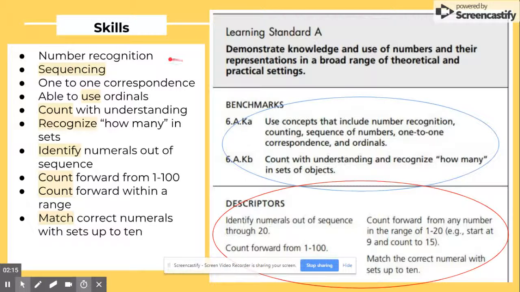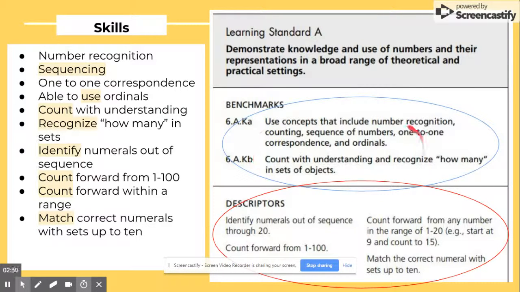So let's see. Here are some of the skills that they describe for this standard. And I have highlighted the verbs. So they need to have number recognition. They need to know how to sequence one-to-one correspondence. They need to be able to use ordinals, so first, second, third, fourth. They need to count with understanding, recognize how many in sets. Another verb, identify numerals out of sequence, count forward from 1 to 100, count forward within a range, and match correct numerals with sets of 10.